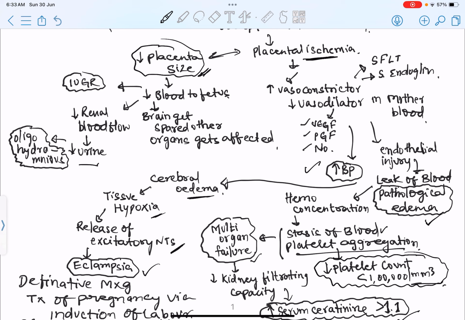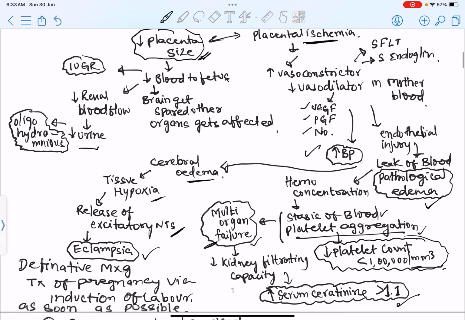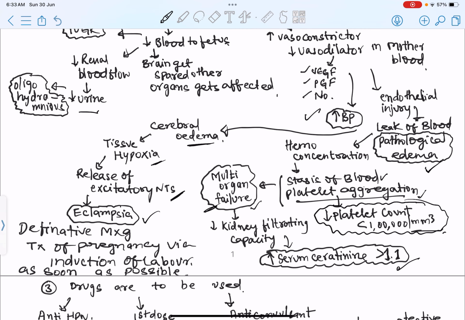Now this leakage of blood will lead to concentration of blood in the blood vessels. This will lead to stasis of blood and platelet aggregation. So now because of platelet aggregation, there will be decreased platelet count. Now this stasis of blood and platelet aggregation leads to the thrombus formation, and this thrombus gets circulated over the body and leads to a multi-organ failure. One of the examples of multi-organ failure is the kidney, which decreases the kidney filtering capacity. This results in increased serum creatinine concentration of greater than 1.1.